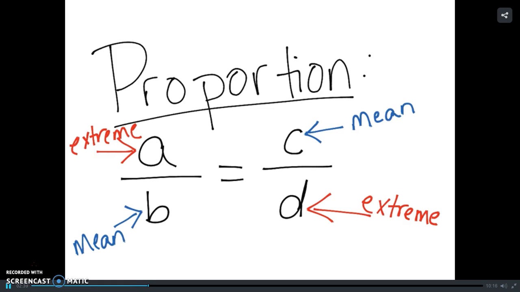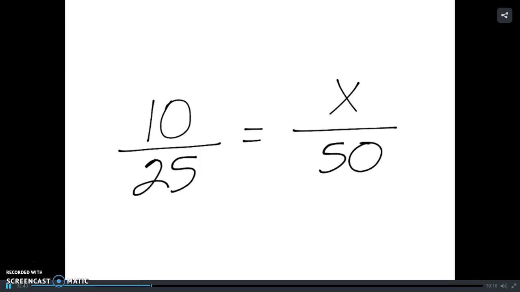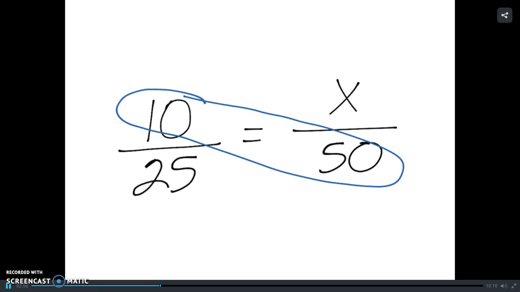You probably already used these when you talked about ratios and proportions several years ago in math class. Instead of talking about extremes and means and cross products, you probably learned to cross multiply and divide. So you were probably given a proportion that looked something like this, and you were told to multiply the two numbers that were across from each other. So that would be 10 times 50. And then you wanted to divide by the other number that you were given, in this case 25.